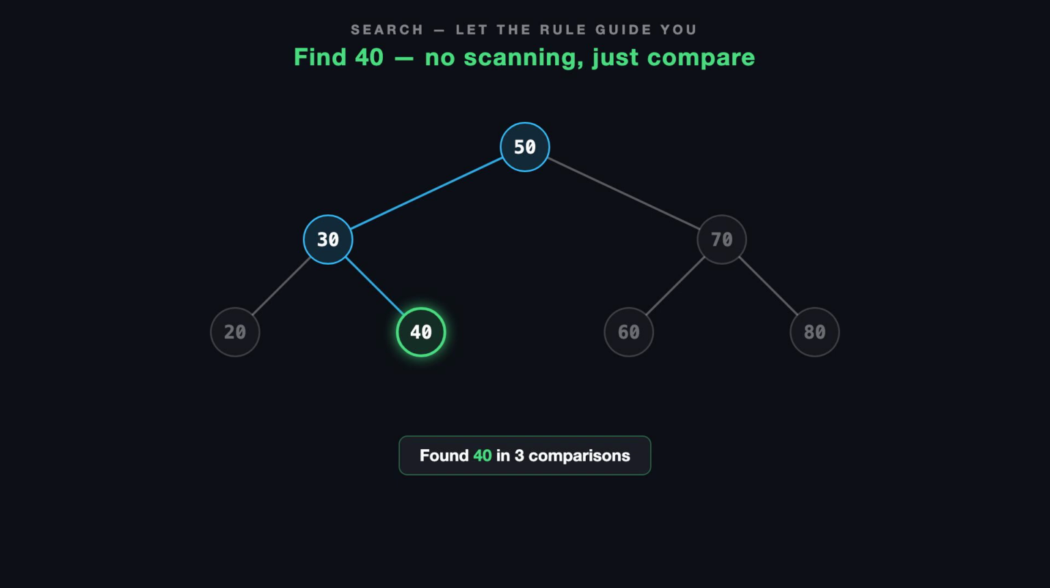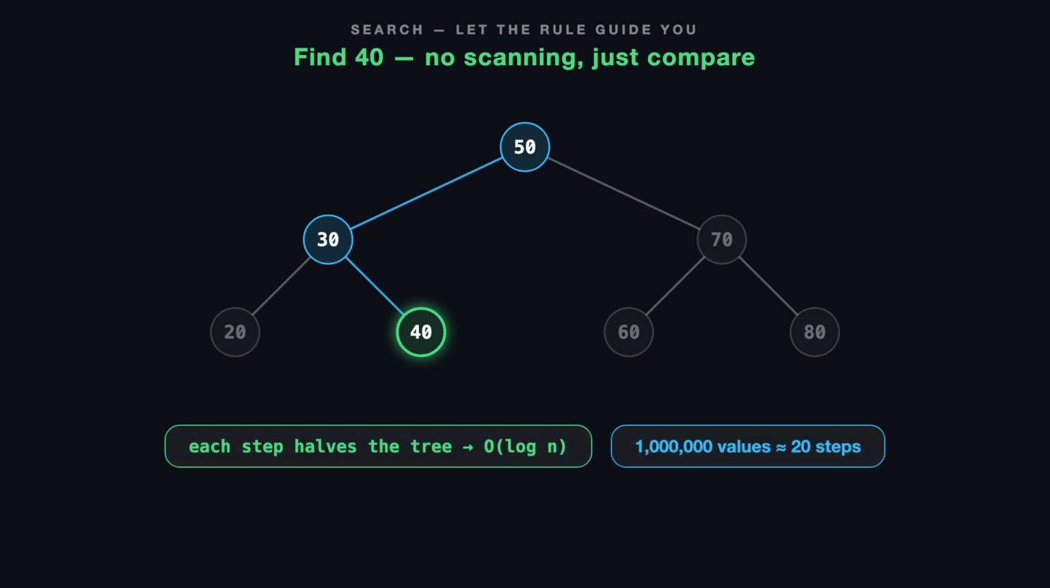Every comparison cuts the remaining tree roughly in half. Halve. That is O(log n). 1,000,000 values in a balanced tree. About 20 steps to reach any one of them. The tree does the halving for you, structurally, by its very shape.